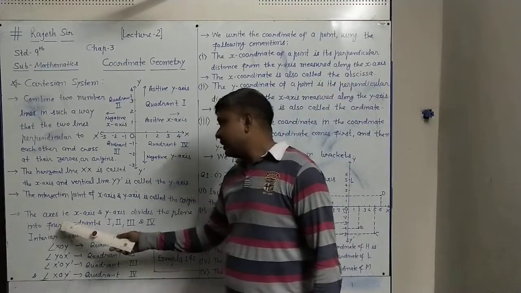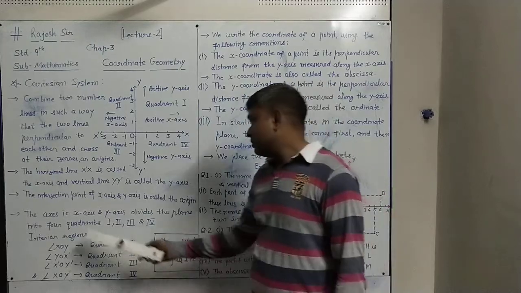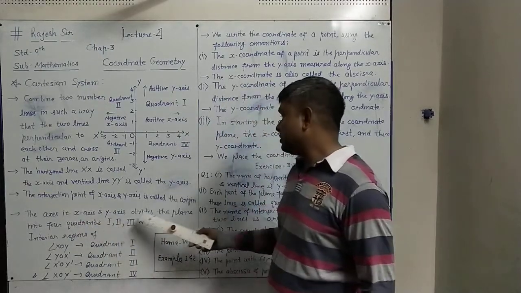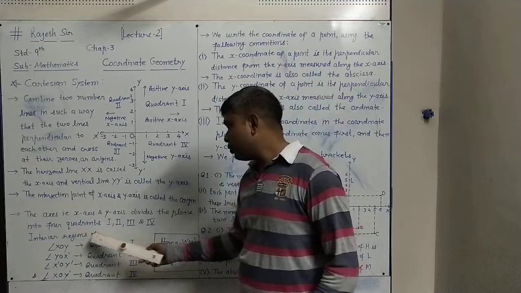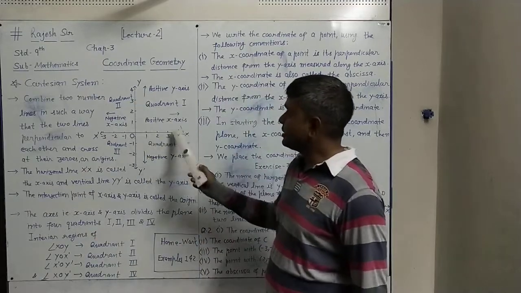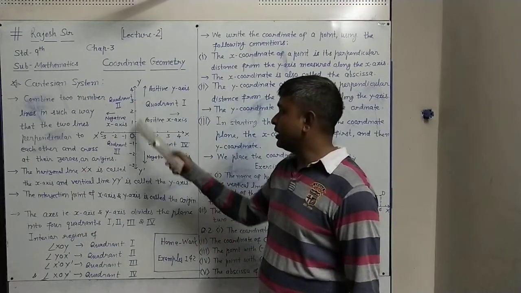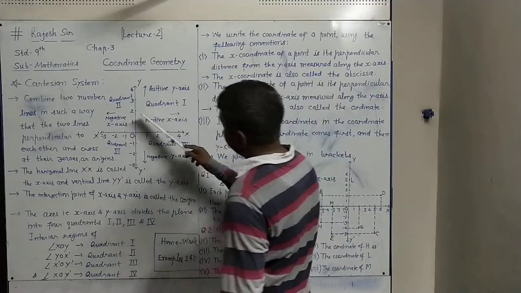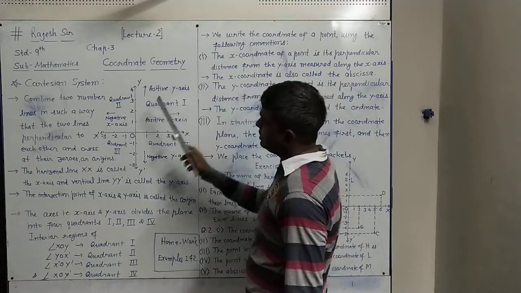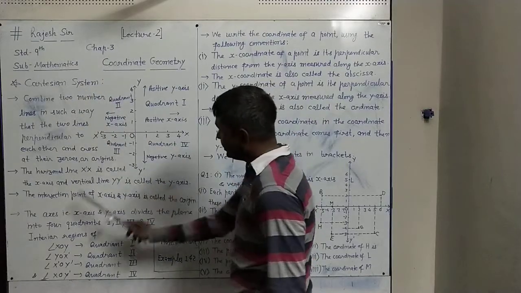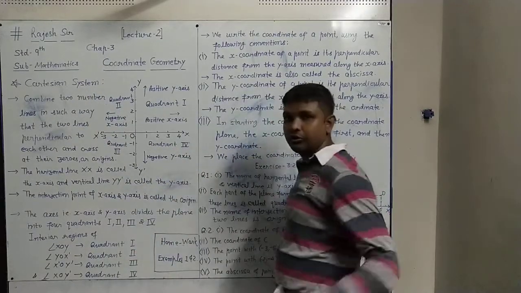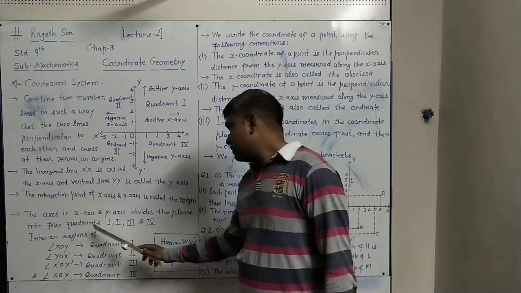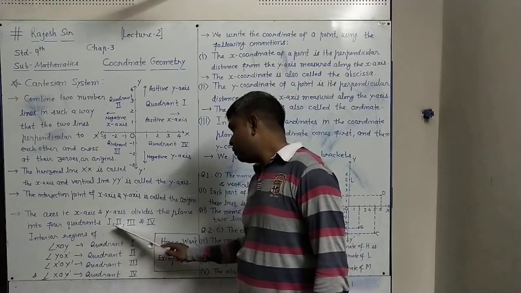The axes, that is the plural of axis, meaning the x-axis and y-axis, divide the plane into four quadrants. Because the x-axis and y-axis intersect each other at the point O, the whole plane is divided into four quadrants. This is quadrant 1, this is quadrant 2, this is quadrant 3, this is quadrant 4.